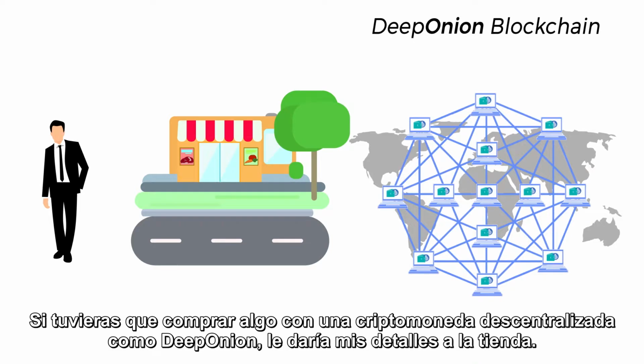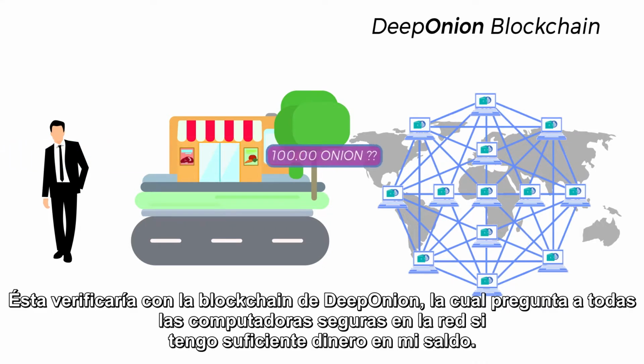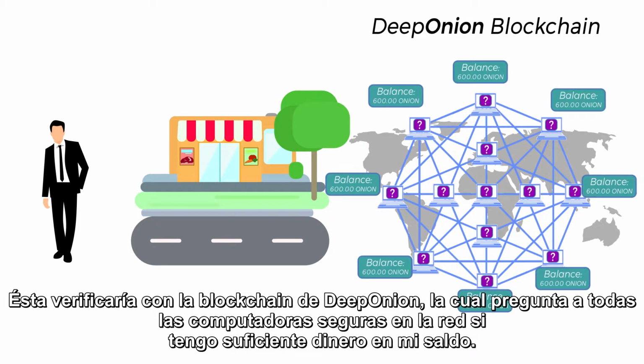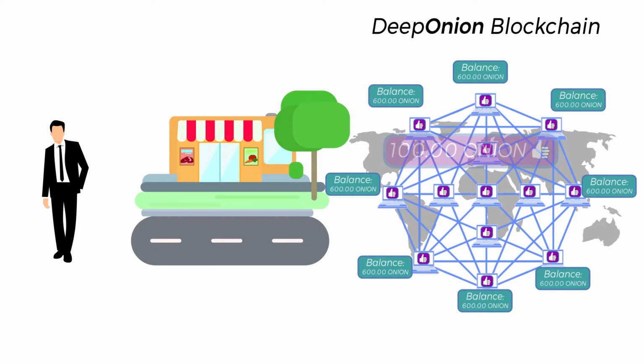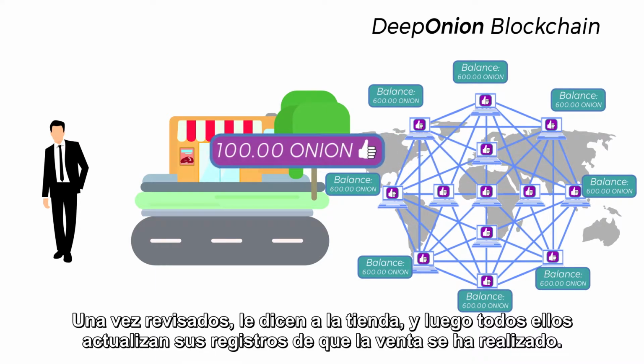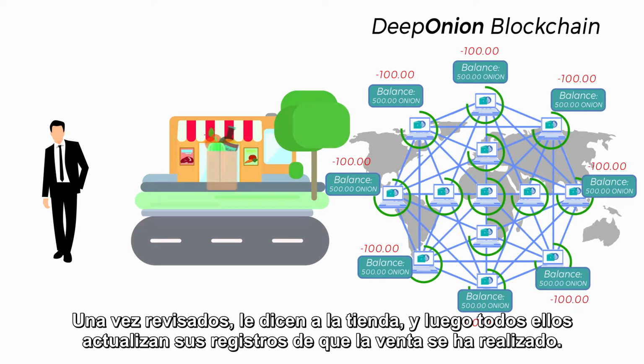If I were to buy something with a decentralized cryptocurrency like DeepOnion, I would give the store my details. The store would check with the DeepOnion blockchain, which asks all the secured computers on the network if I have enough money in my balance. Once checked, they tell the store, and then all of them update their records that the sale has taken place.